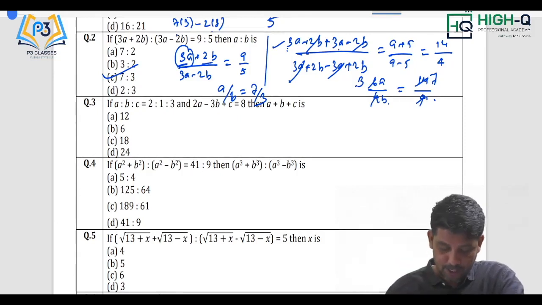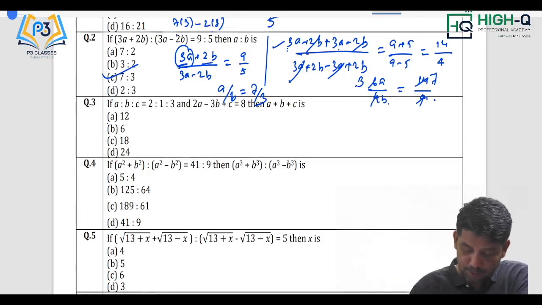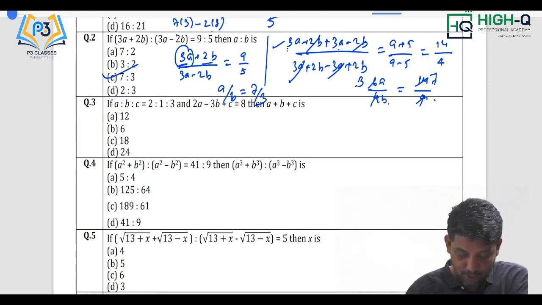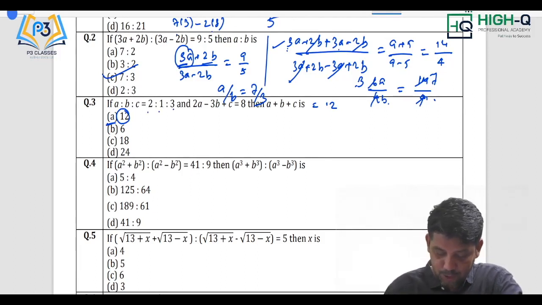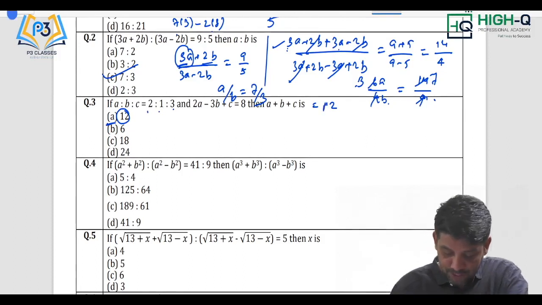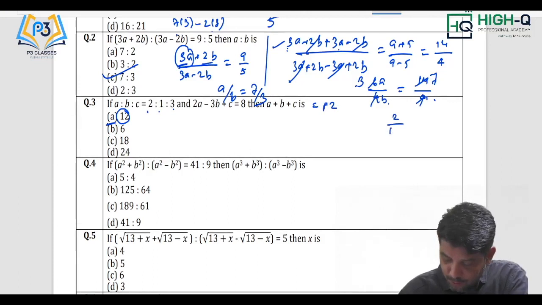Let us take option A. What is it? Option A, first trial. It is 12. So can I say a plus b plus c is equal to 12, my dear? Let me take it. Sum of all the three numbers is 12. Trial and error method I'm using. Now the ratio is 2 is to 1 is to 3. That means this is a total of 12. So the first part is going to be 2 by 12.